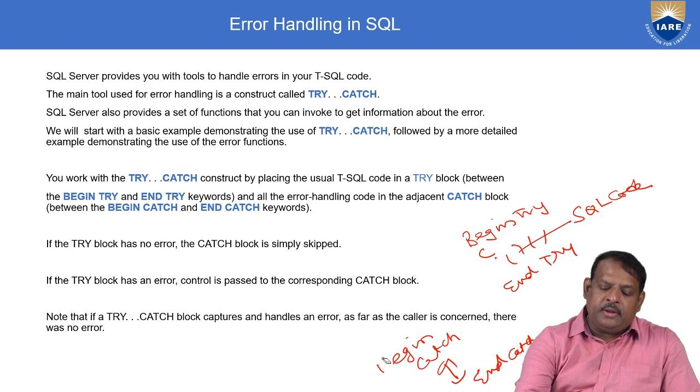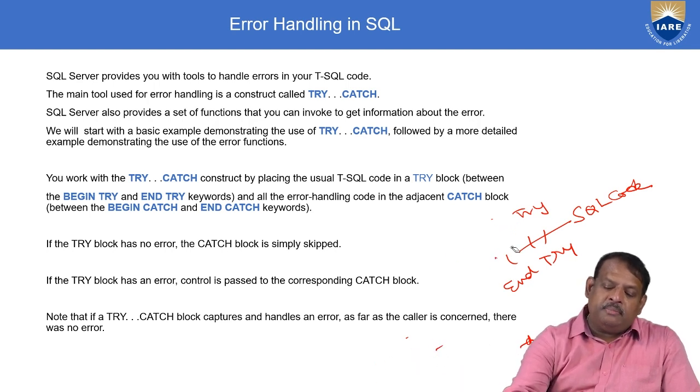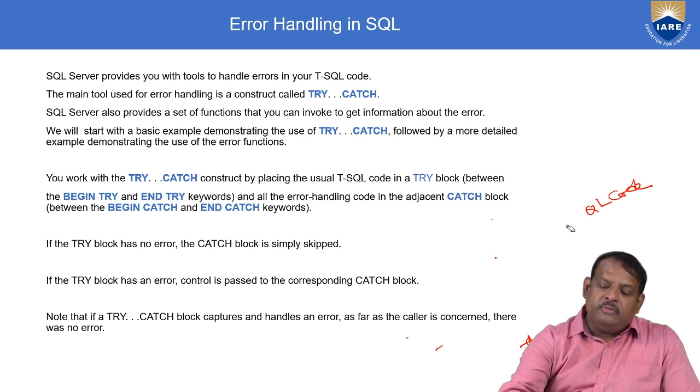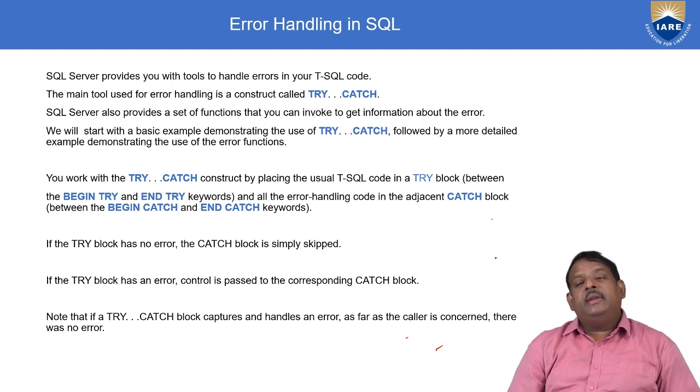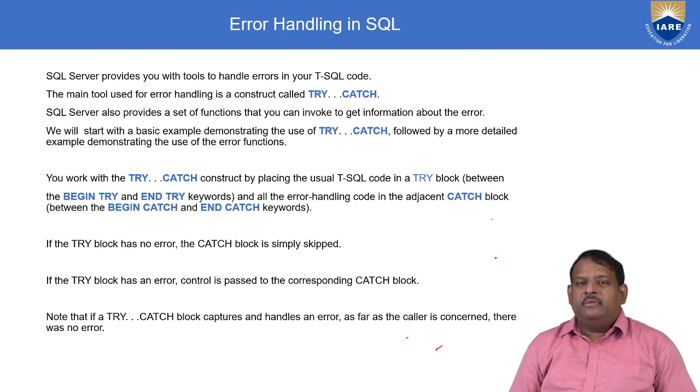So basically, for the try we have BEGIN TRY and END TRY. Similarly, for the catch block, we will have BEGIN CATCH and END CATCH. For every try, there will be one catch statement.